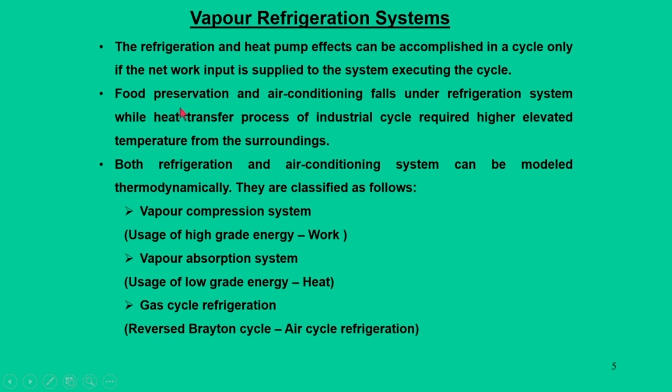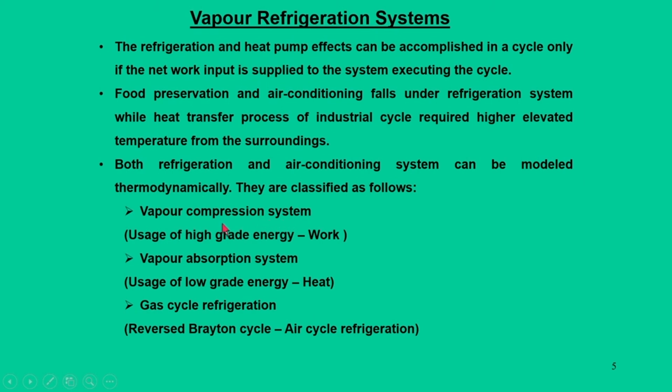And the common applications in our day to day life, food preservation and air conditioning units, fall under the refrigeration cycle. Heat transfer processes in the industry require elevated temperature from the surroundings. So, they require some kind of heat pump cycle. Both air conditioning and refrigeration systems can be modeled, and this modeling can be done by three means. First thing is the vapor compression systems.